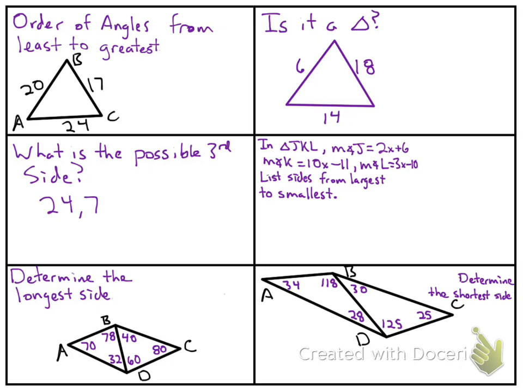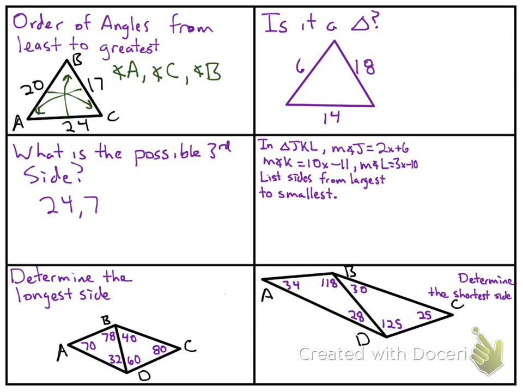Alright, so let's use it a little bit different ways here. Order of the angles from least to greatest. So the smallest angle will be opposite the smallest side. 17 is opposite to A, so angle A is the smallest. Next largest side is 20. 20 is opposite to C, so that's angle C next. And then our largest is opposite to 24. The only one left, it has to be angle B. So least to greatest would be angle A, angle C, then angle B.